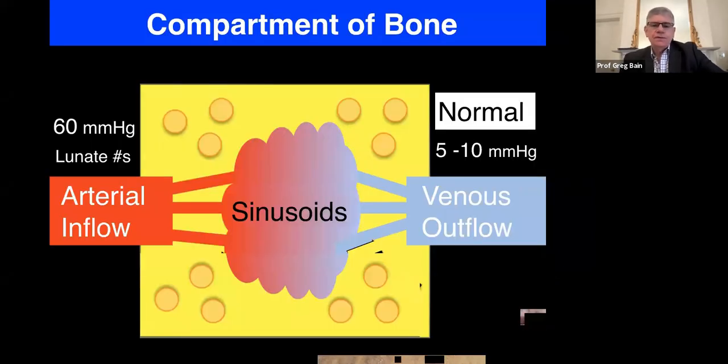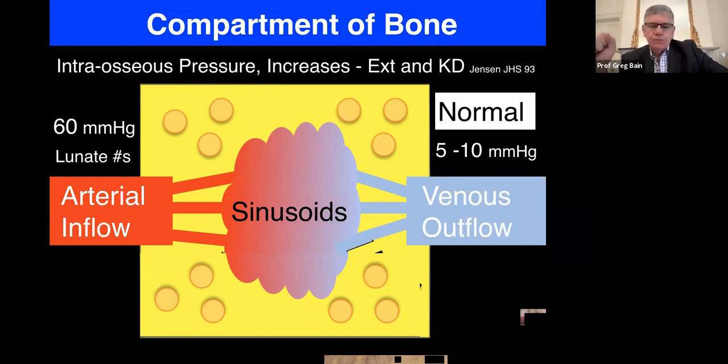So the lunate's basically a compartment of bone. And we know that the arterial pressure coming into the lunate is about 60 millimeters of mercury. And it has a significant arterial inflow. It goes into a set of sinusoids and there's venous drainage. The venous drainage has a pressure of about 5 to 10 millimeters of mercury. So it's really quite low.